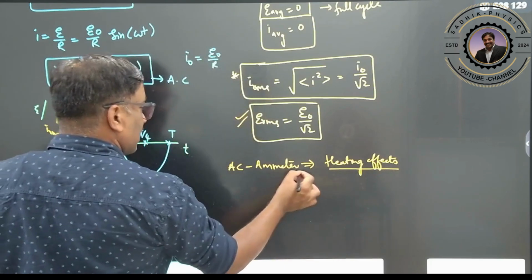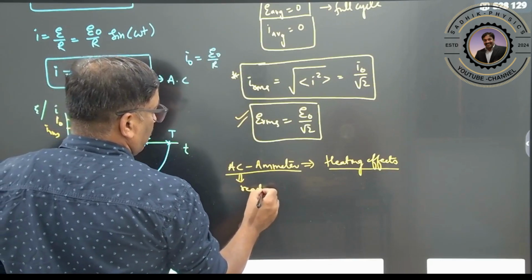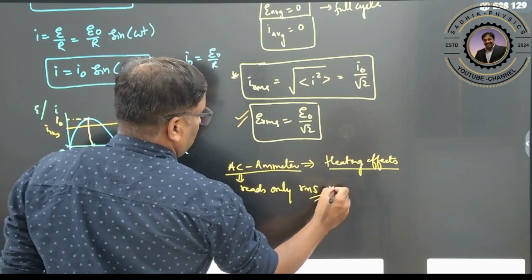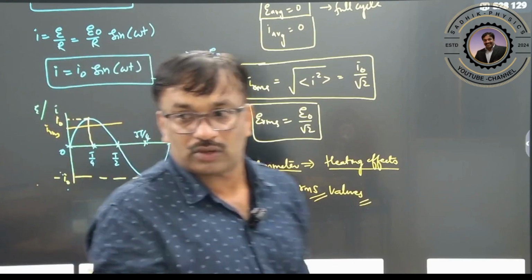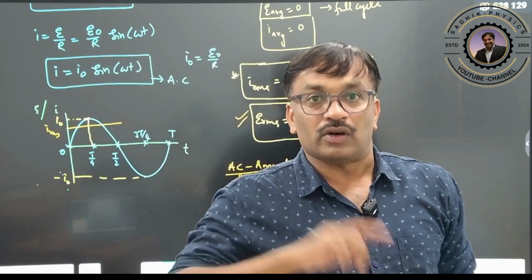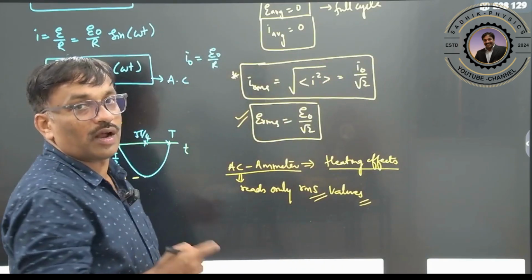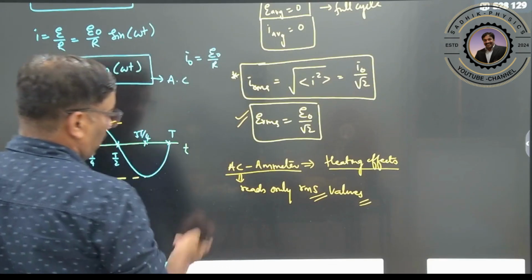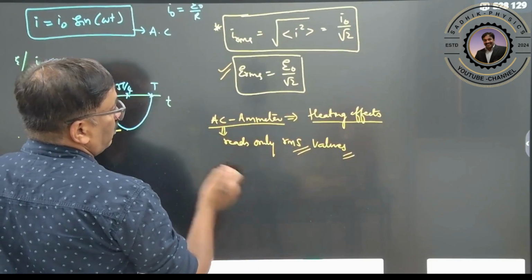What does this AC ammeter read? It reads only RMS values. It will not give peak values. It will read only the RMS values, not the peak values. Clear? So this is how AC ammeters work.